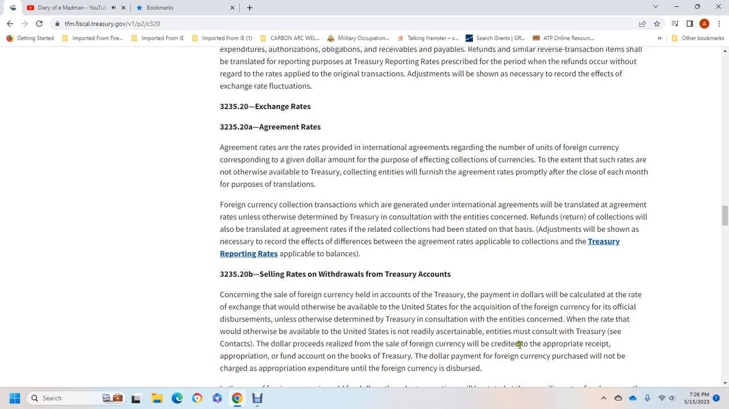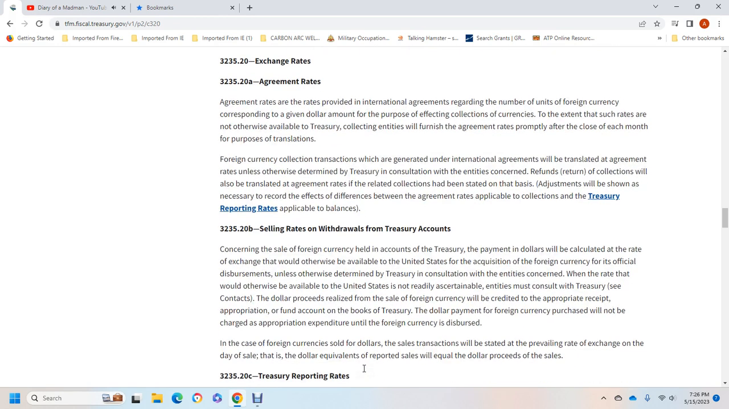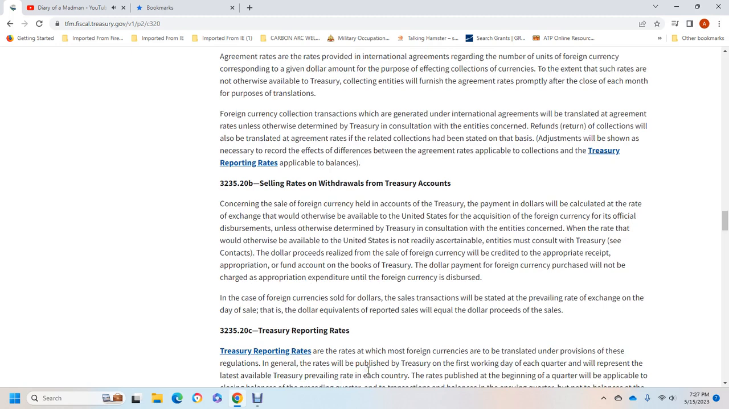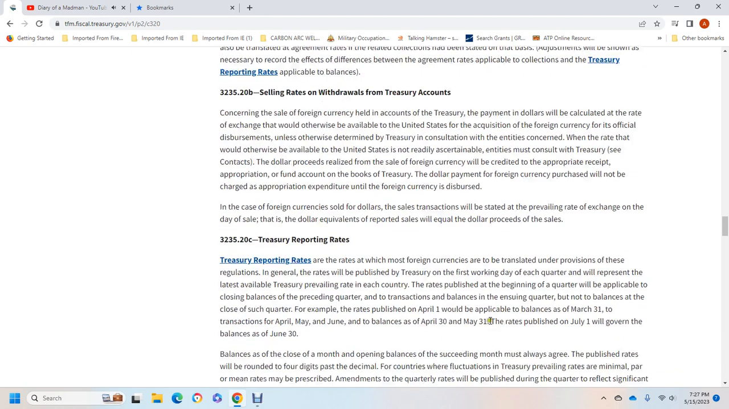see the concept of the dollar. The proceeds of the sale of the foreign currency are credited to the appropriate receipt or operation fund account, and the daily payment of the foreign currency purchase will not be charged to the operation expenditure for the foreign currency that is disbursed. In case of foreign currency sold for dollars, the sale transaction will be stated at the prevailing rate of exchange on the date of sale. The dollar equivalent reported for the sale will equal the dollar proceeds of the sale.